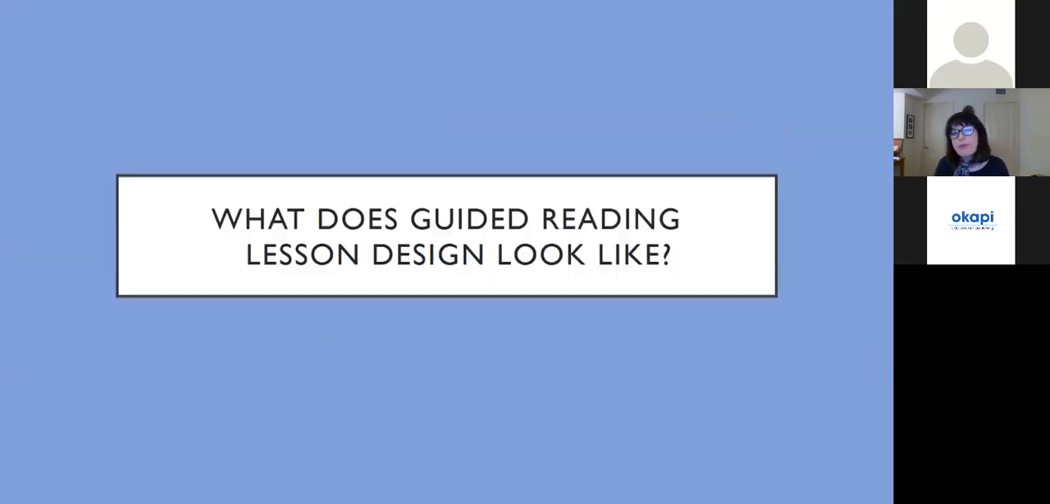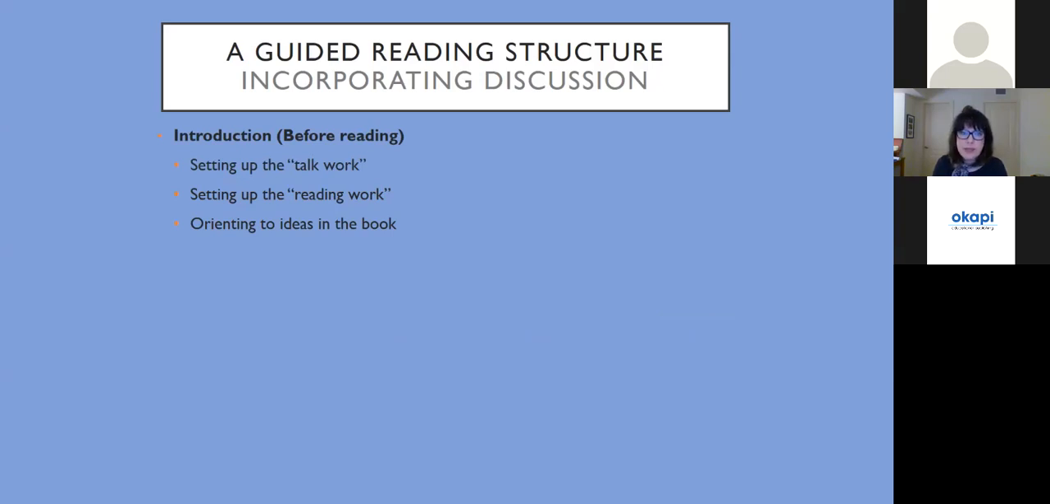So let's think about what that looks like. What does it look like when you get into guided reading with kids in these upper grades? So a guided reading text structure, there's an introduction. In this introduction, this before reading portion, I think about setting up talk work, setting up reading work, and then orienting kids to the ideas in the book.